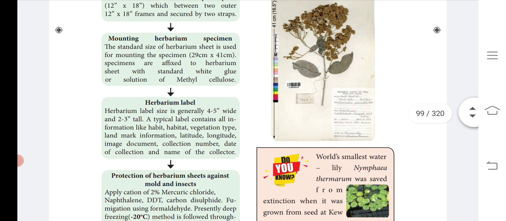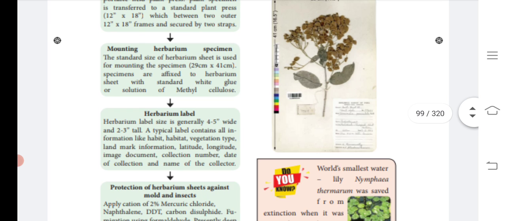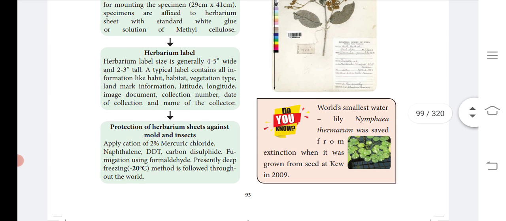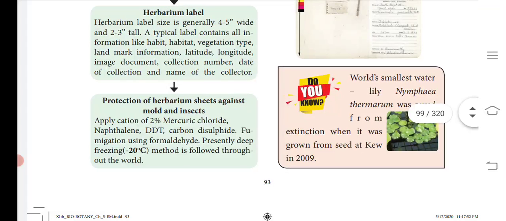Then, mounting the herbarium specimen: once it has dried up completely, it should be treated with the help of an insecticide. Then you can paste it onto the paper using glue or sellotape. The picture is given, and it should be labeled. Labeling must include the name of the plant and also its classification, stating its family, order, genus and species. Protection of the herbarium can be done with the help of 2% mercuric chloride, naphthalene, DDT, carbon disulfide.